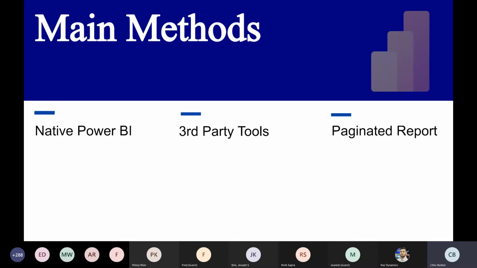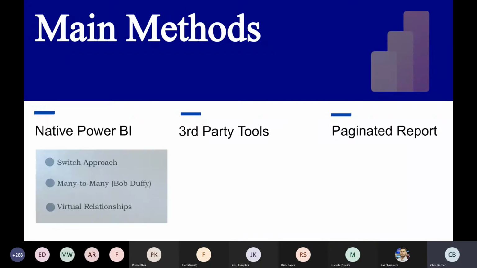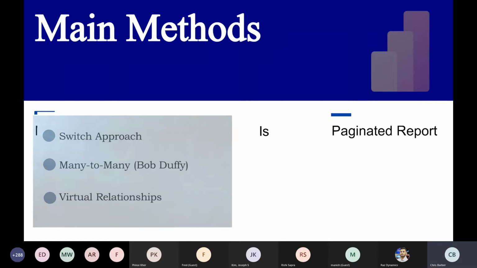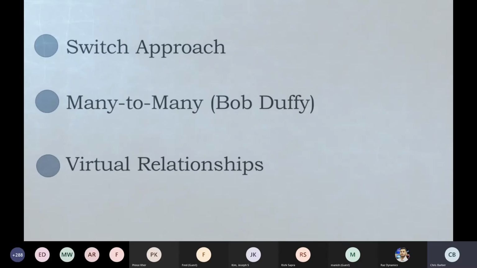So I'm going to talk about native Power BI, third-party tools, and something which is relatively new, which is the paginated report visual within Power BI. Within native Power BI, I would say there are three key approaches out there. These are the switch approach, which is one I've got a video on. There's a many-to-many approach, which Bob Duffy is, I know, a big advocate for. He's got a video on. And there's a virtual relationships approach as well, which I've got separate videos on.